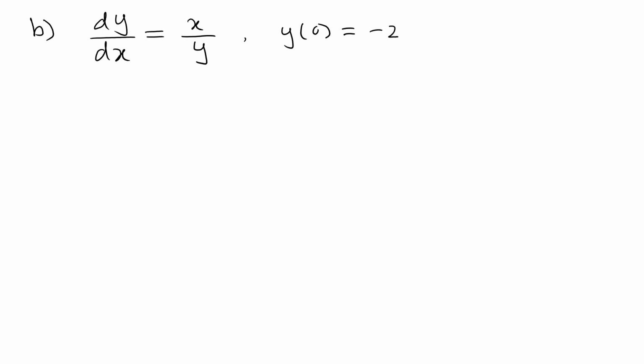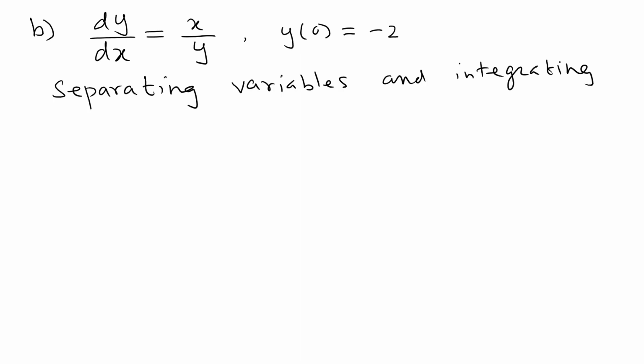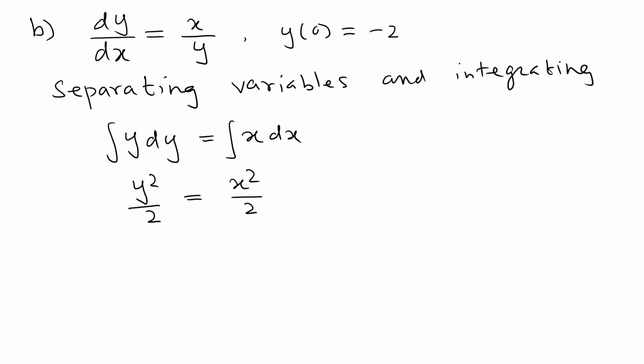Again, as before, we separate variables and integrate. First, we bring y to the other side, so it's y dy, and then we move dx to the other side, so it's x dx. Then we integrate. The first gives y squared over 2. The other side gives x squared over 2 plus just one constant, which we call c1.